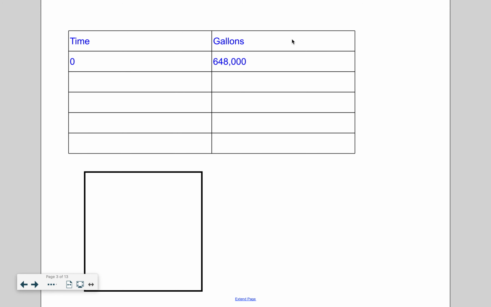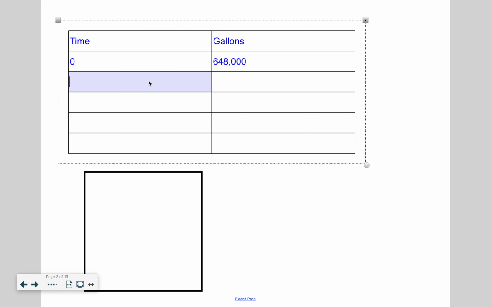So I made a little bit of a table here. So I know at time 0 there's 648,000 gallons in the pool. And then you can pick another time. Maybe you want to pick 1. Okay, so after 1 hour, I know I started with 648,000 gallons. And I'm going to subtract 2,000 gallons because every hour 2,000 gallons goes away. So now I have 646,000 gallons left.